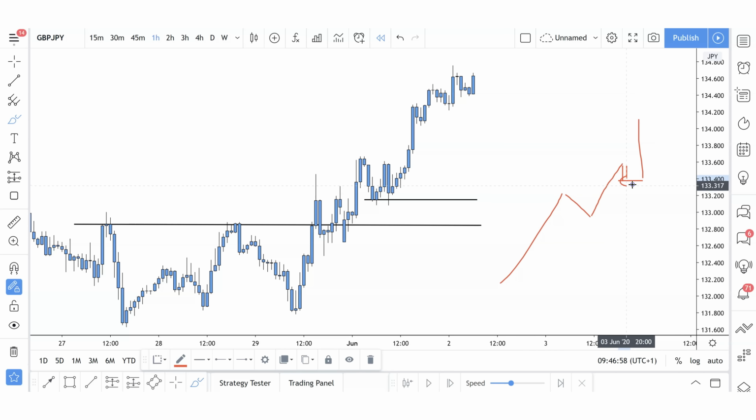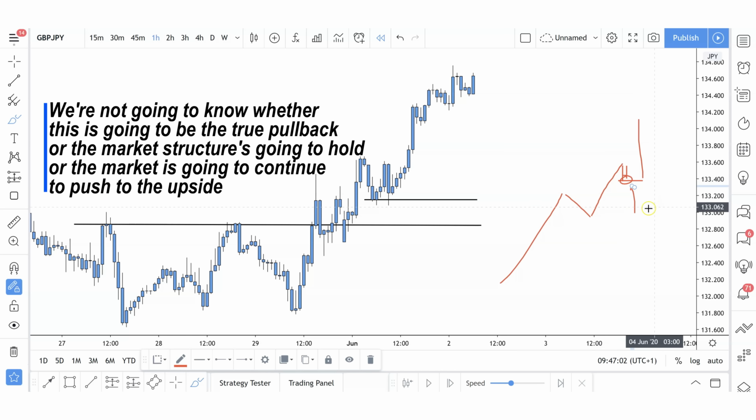Now, if we take a trade with a higher low formation that's very aggressive, we're not going to know whether this is going to be the true pullback, whether market structure is going to hold, and whether the market is going to continue to push to the upside.